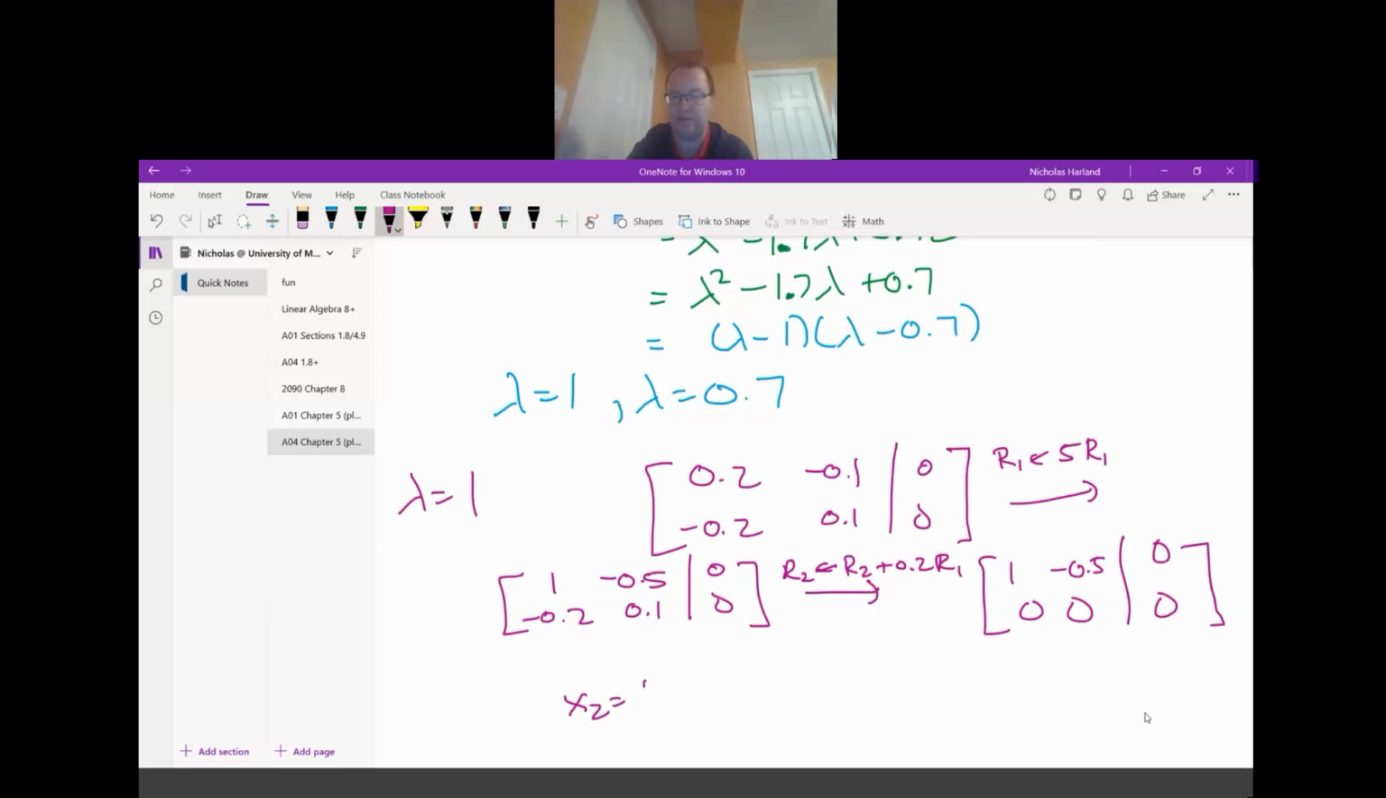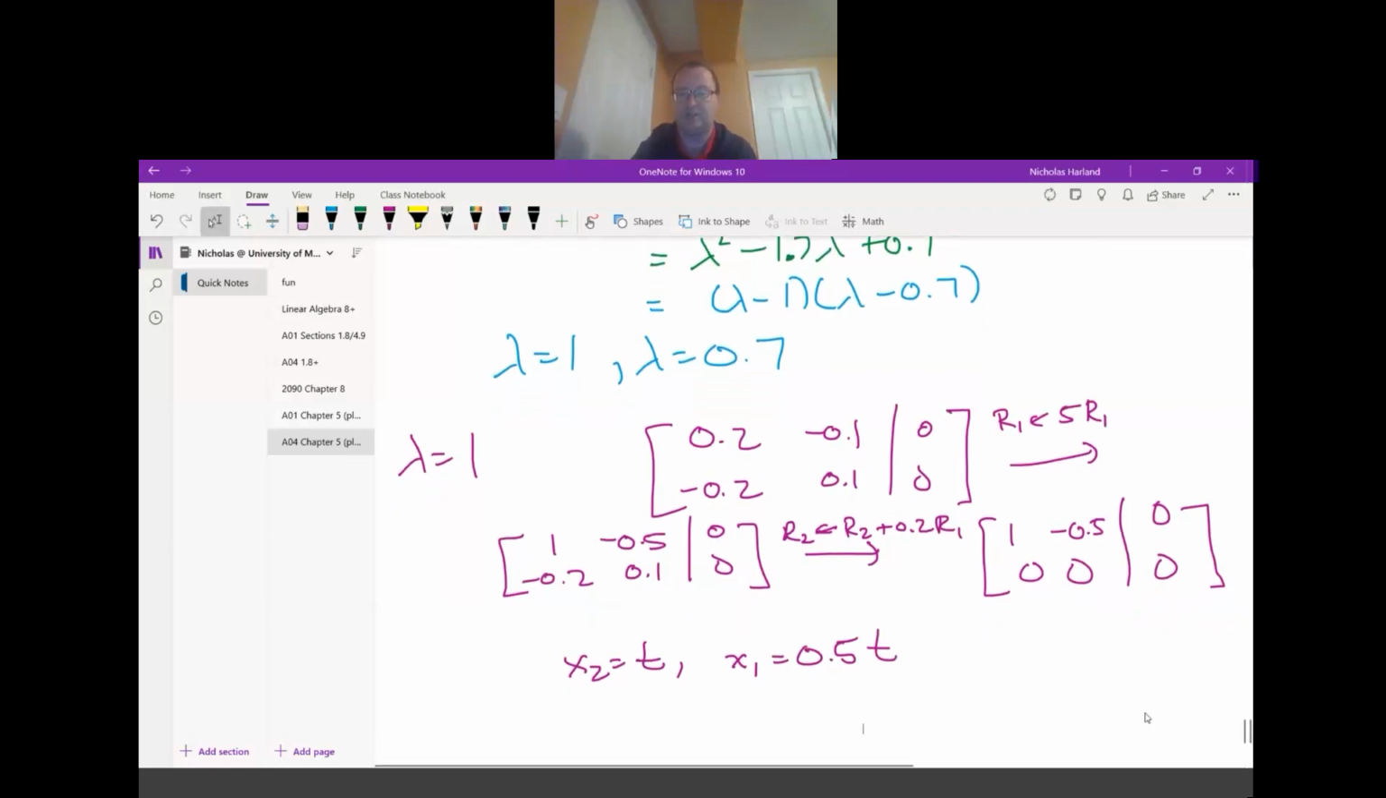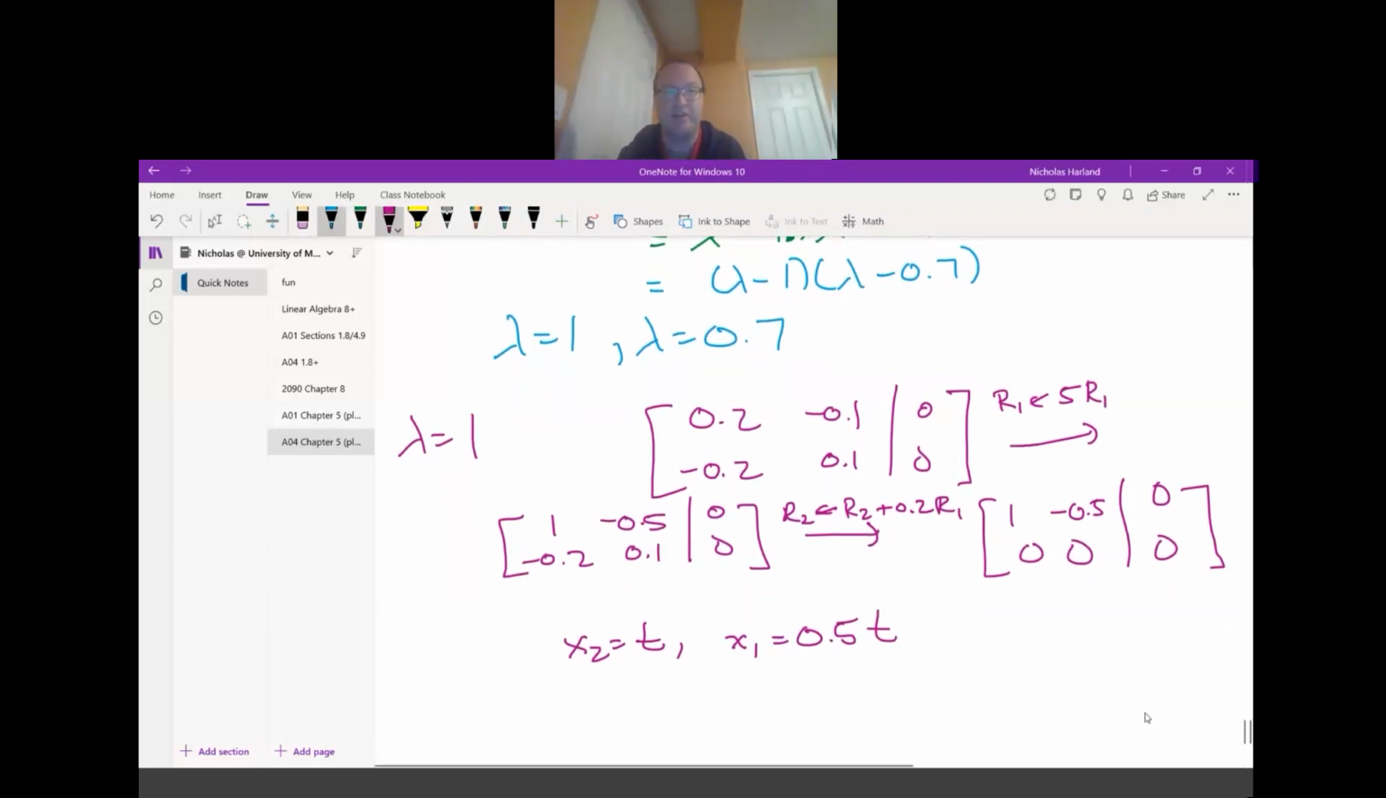So x2 is equal to t, and x1 is equal to 0.5t. Again, we're diagonalizing, so we don't need all the eigenvectors. Sure, we could have done that right from the beginning. As always, there's more than one row operation or series of row operations that get the job done. So we could have done row 2 plus row 1 right from the start. Since this is diagonalizing, we don't actually need the eigenspace. So what is one eigenvector that we can use? Because we just need one to create P.